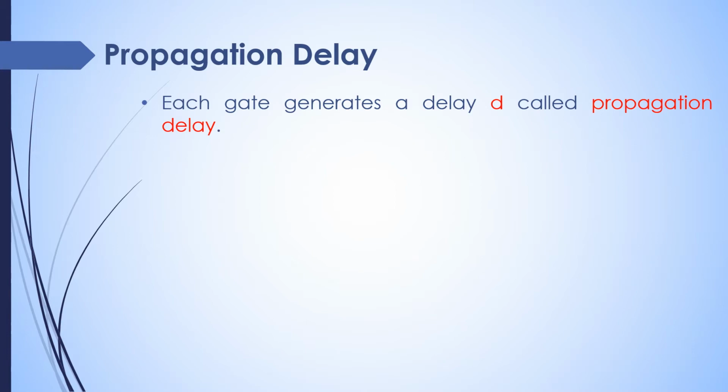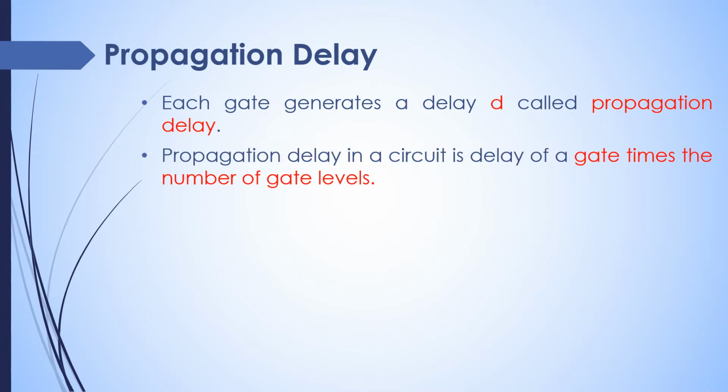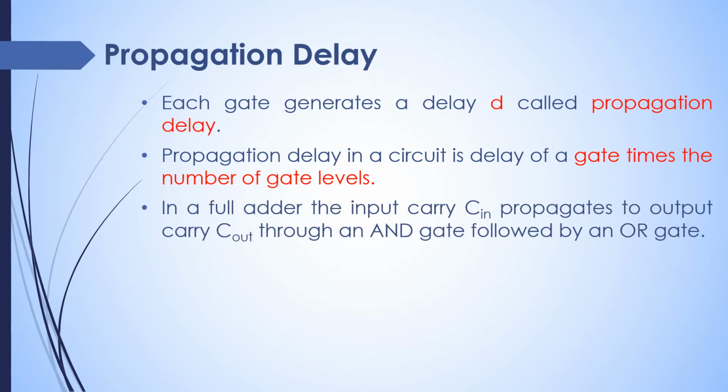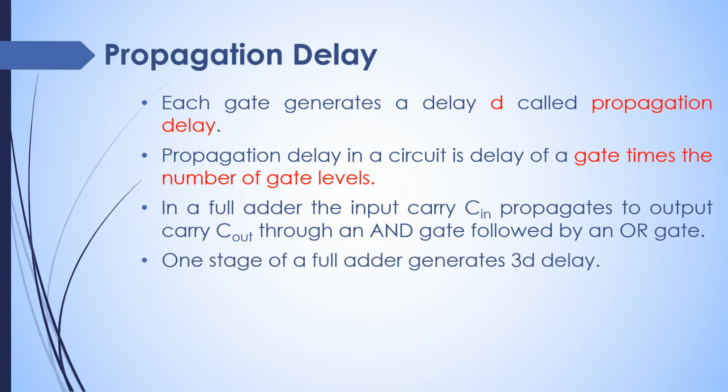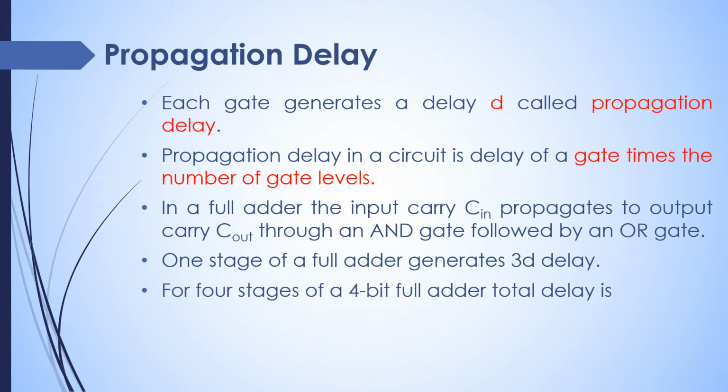Each gate generates a delay D called propagation delay. Propagation delay in a circuit is the delay of a gate times the number of gate levels. In a full adder, the input carry Cin propagates to output carry Cout through an AND gate followed by an OR gate. One stage of a full adder generates 3D delay. For 4 stages of a 4-bit full adder, total delay is 4 times 3D, which will be equal to 12D.